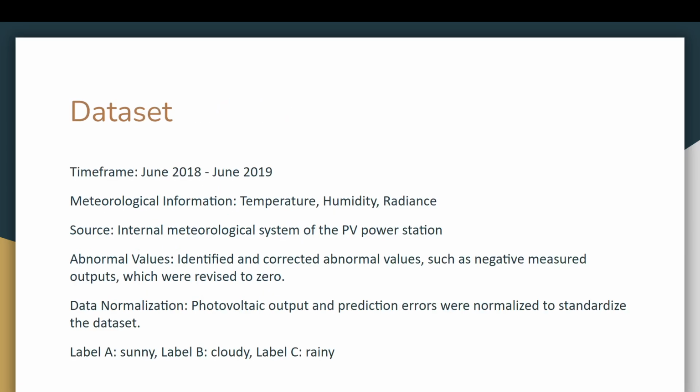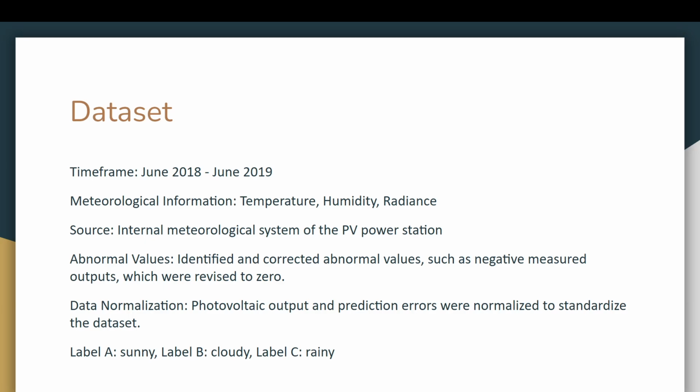The dataset used in this research includes actual PV output data collected from June 2018 to June 2019. This data is complemented by meteorological information such as temperature, humidity, and radiance, sourced from the internal meteorological system of the PV power station. The time resolution of the dataset is 15 minutes, allowing for detailed analysis of the PV output and its influencing factors. To ensure the authenticity and accuracy of the research results, the data underwent a screening and cleaning process.